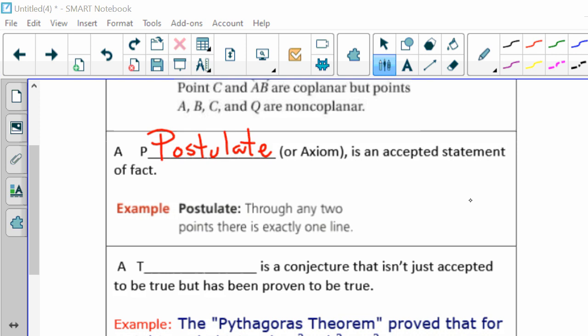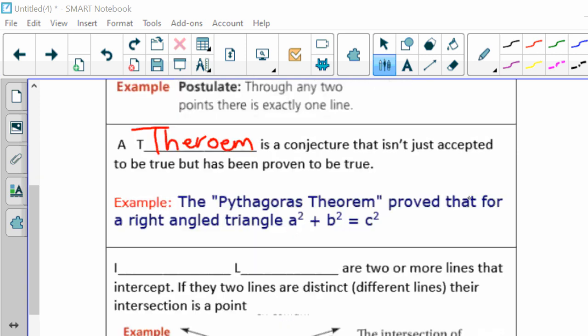Postulates. Postulates are statements that we just have to accept are true. We have no proof of them, but it's just so straightforward, we just accept they're true. Here's an example of a postulate. Through any 2 points, there's exactly one line. So if you were to analyze that and think that through, like, let's say I didn't think that was true. Okay, cool. Try to draw more than one line, unique lines, that go through the same 2 points. It's not possible.